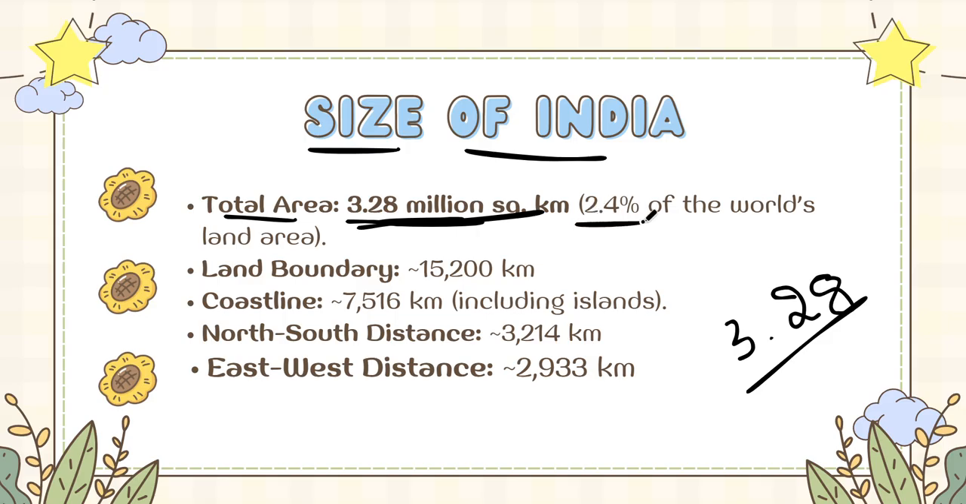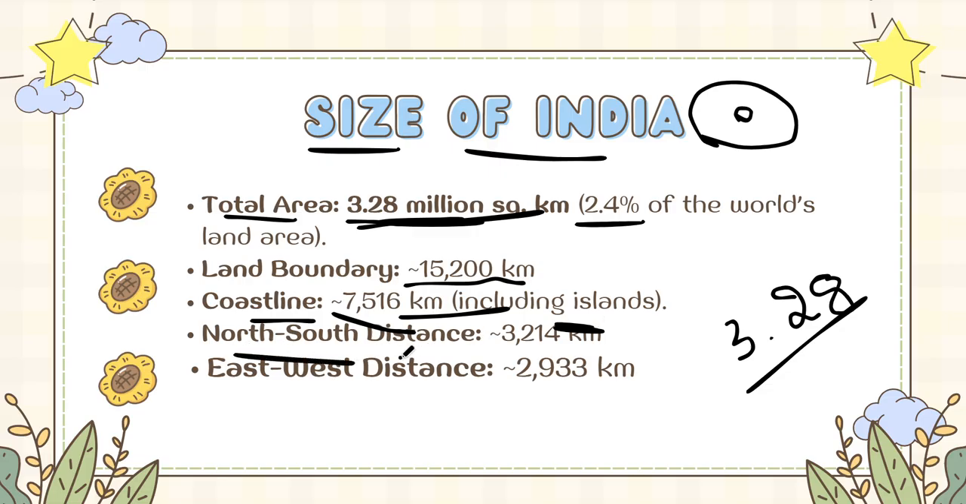It covers 2.4% of the world's land. This is a world map, children. Here it only covers this much, 2.4%. Now let us talk about India's land boundary. It is 15,200 kilometers. The coastline is 7,516 kilometers, including the islands. The north-south distance is more than the east-west distance, meaning the longitudinal distance is more than the latitudinal distance.